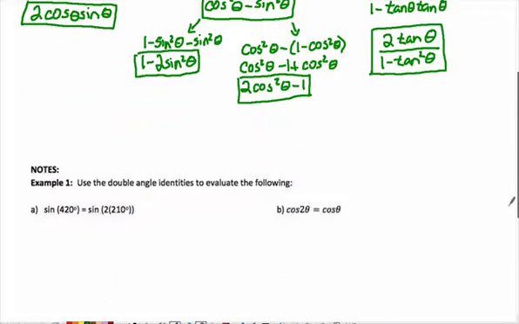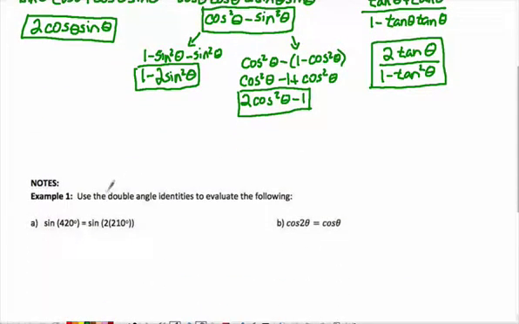All right, so let's give this a try then. Use the double angle identities to evaluate the following. So I have the sine of 420. Well, that's the same as the sine of 2 times 210. So the sine one is right here. So I'm just going to go ahead and write 2 cosine. And instead of using the 420, I'm going to use the 210 here. 2 cosine 210 times sine 210.